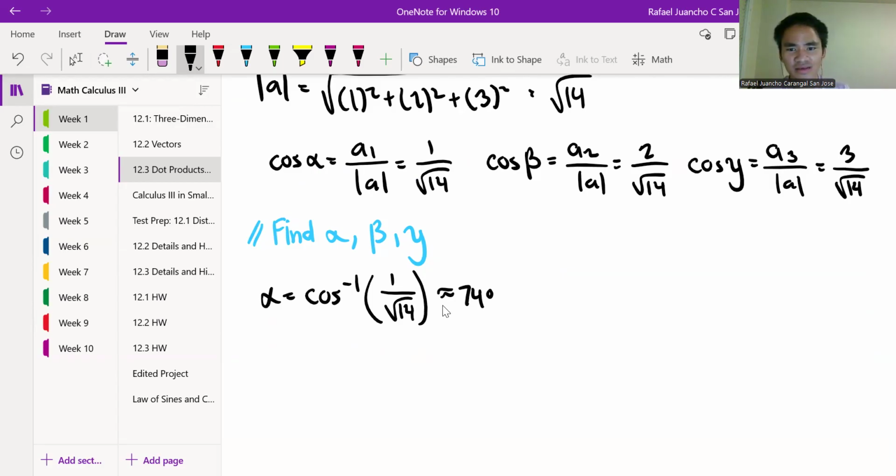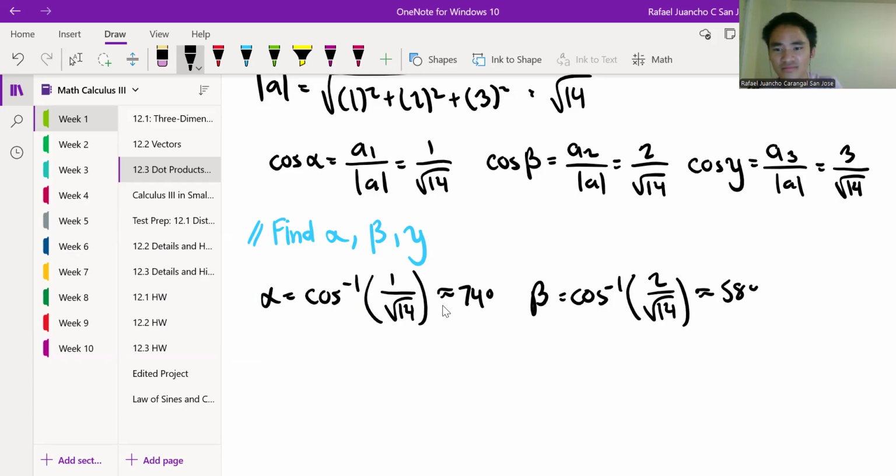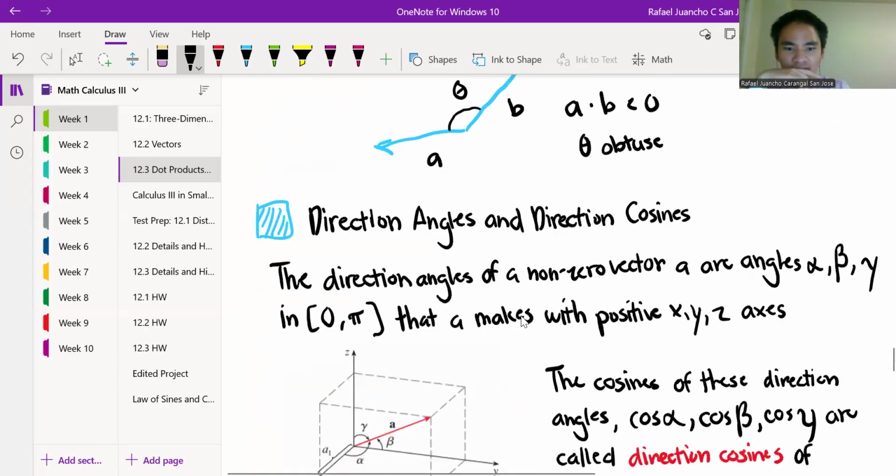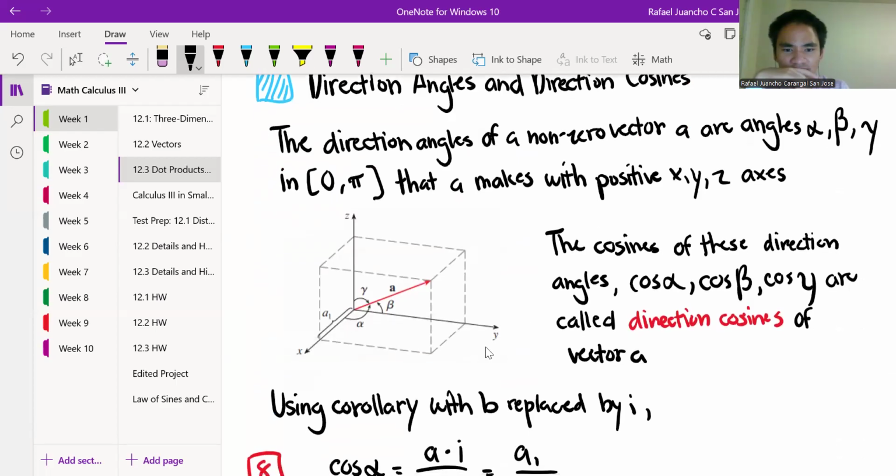We'll just do that. And then our beta here is the arc cosine of 2 over square root of 14, which is approximately 58. And last but not least, our epsilon is the arc cosine of 3 over square root of 14, which is 37. Right? Yeah, so those are those three angles.